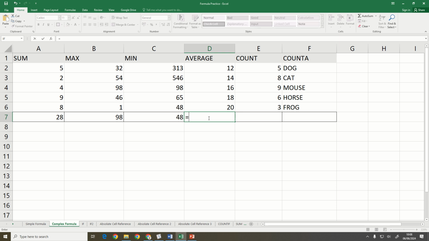The next one here is equals average, which finds the average. Works in exactly the same way, like that. Equals count is an interesting one.